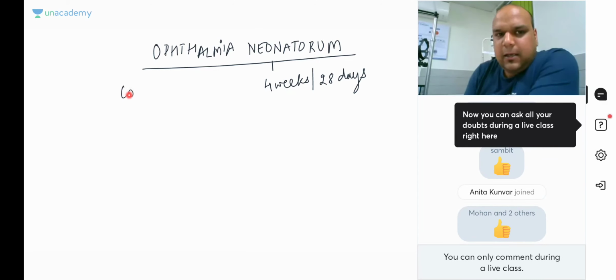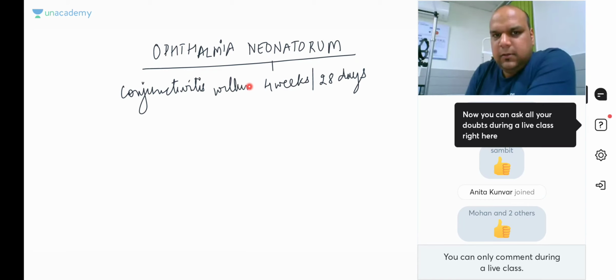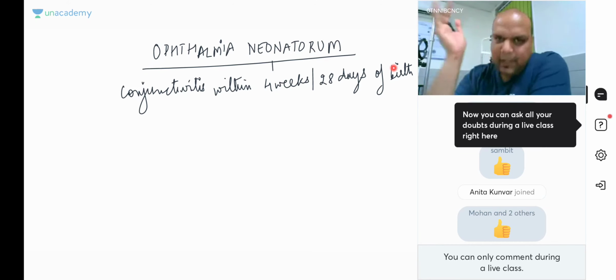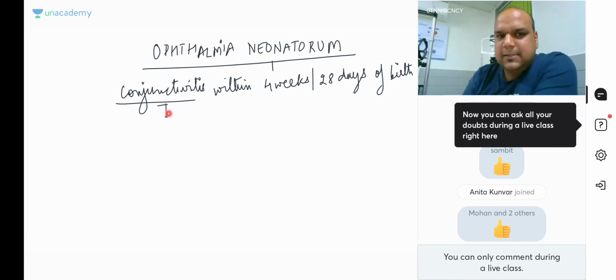Ophthalmia neonatorum is basically conjunctivitis within 4 weeks to 28 days of birth. So conjunctivitis in a neonate is ophthalmia neonatorum. Am I clear to everybody? So what will there be, everybody? The main thing we see is the clinical feature.